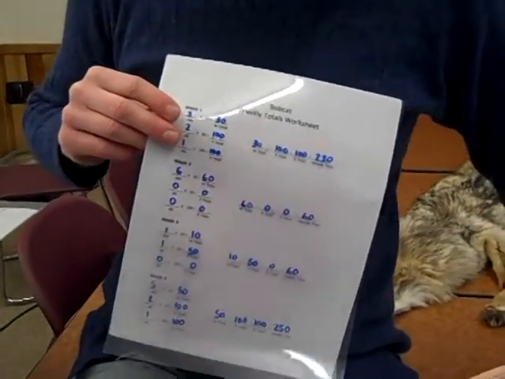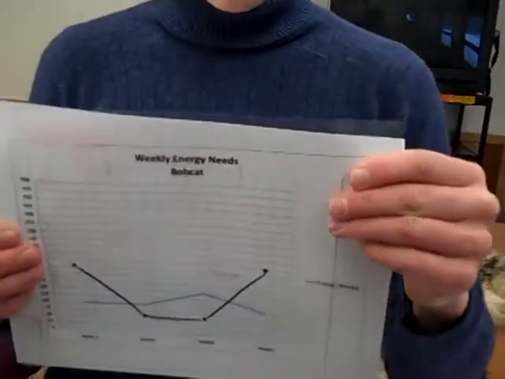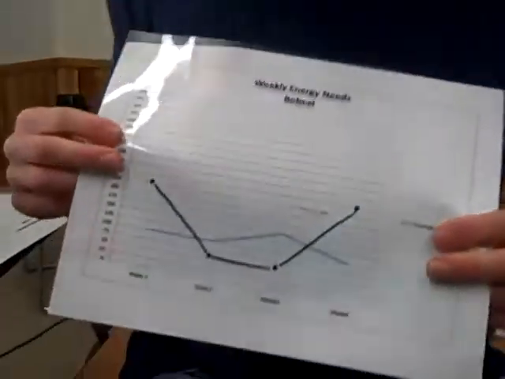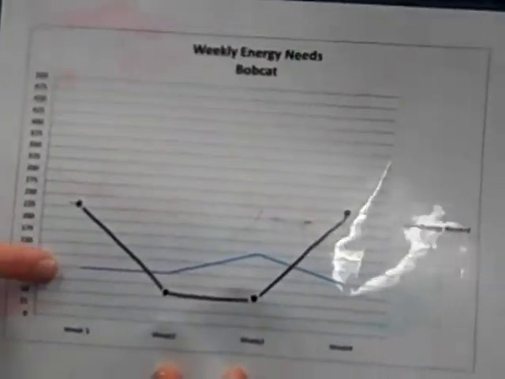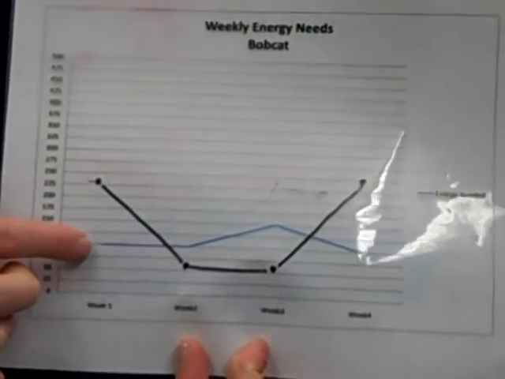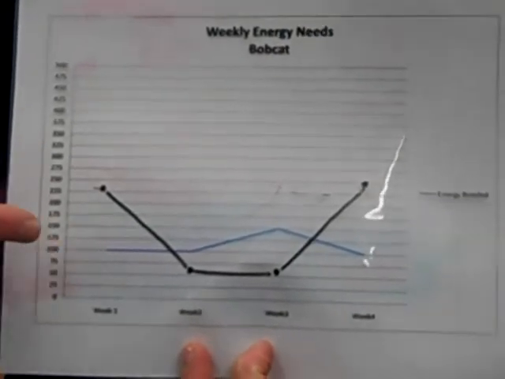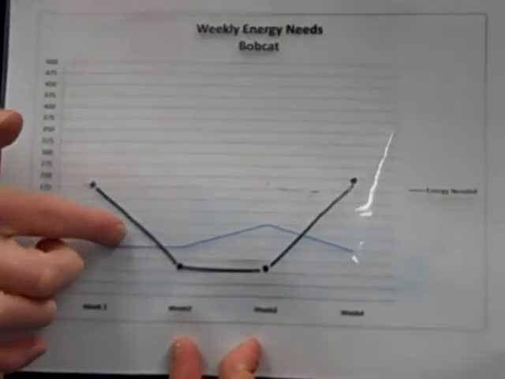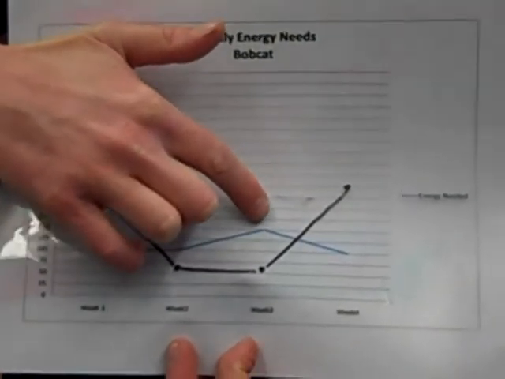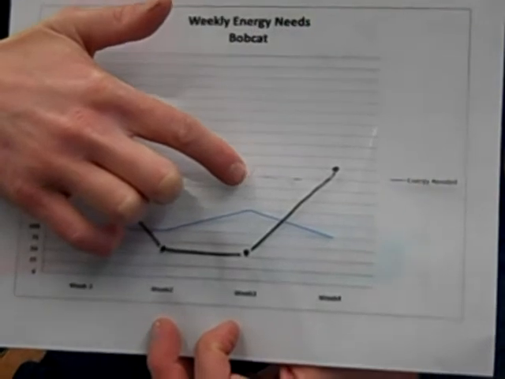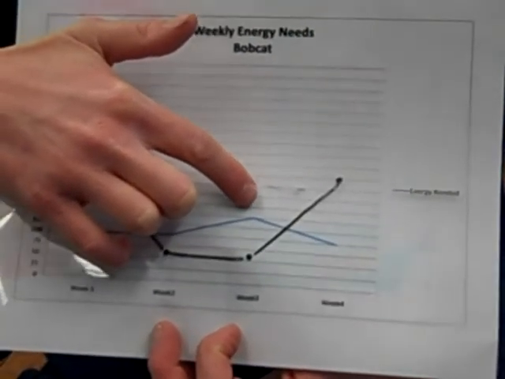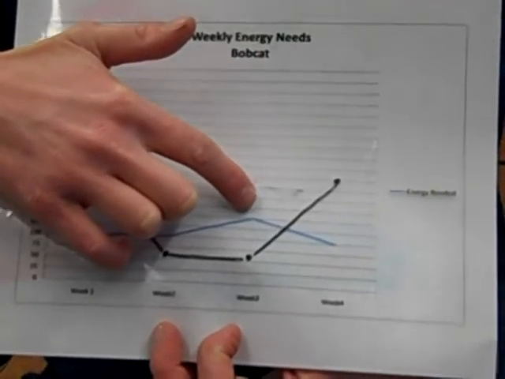So this is the one for the bobcat. The graph will look like this, and you can put these on, each one on the overhead, so the whole class can see what happened for each animal. Now the blue line is already on this paper, and it shows the energy required for each animal each week. And you can see that here in week 3, it had a higher energy requirement because it had to spend more energy getting its food because of the heavy snowfall that week.